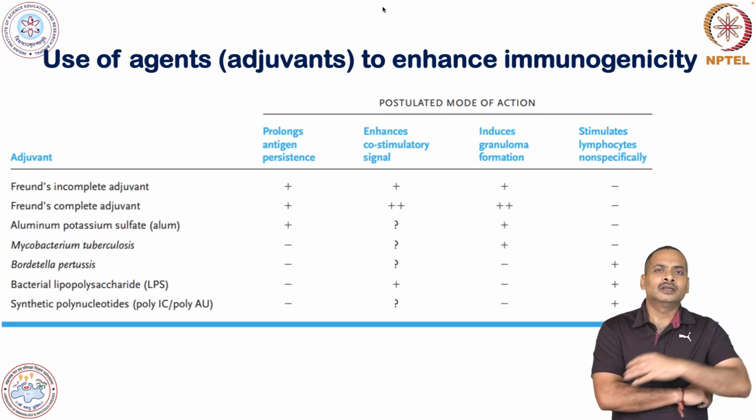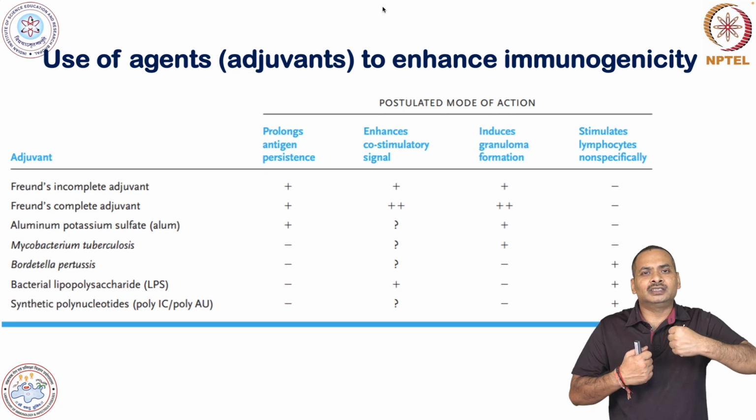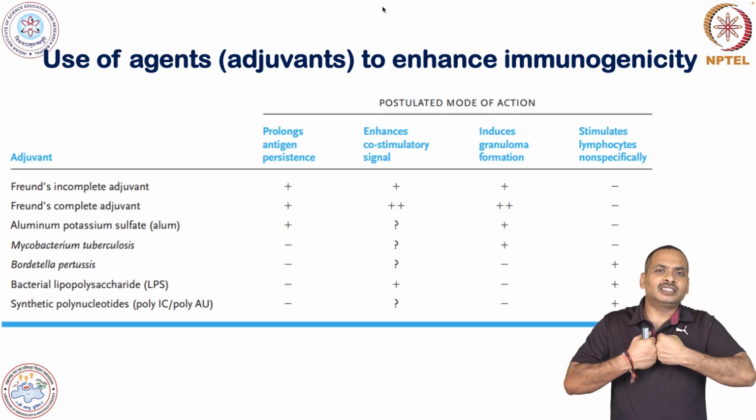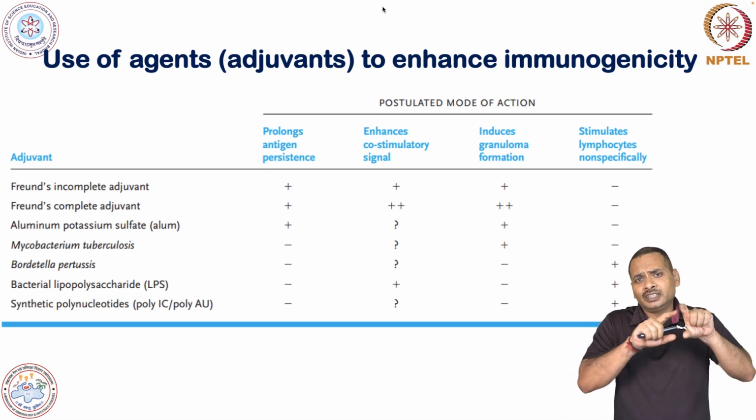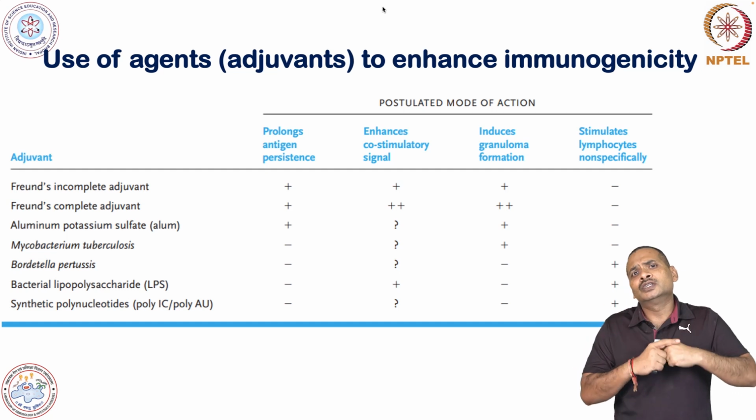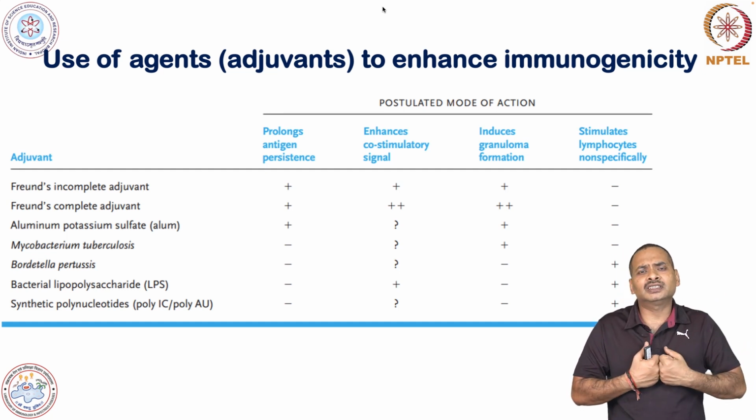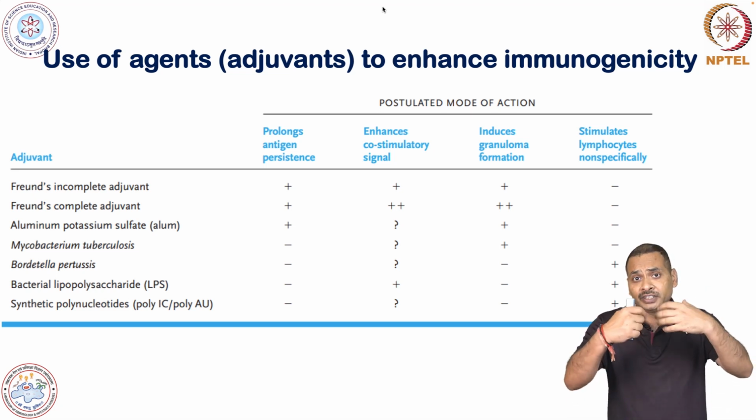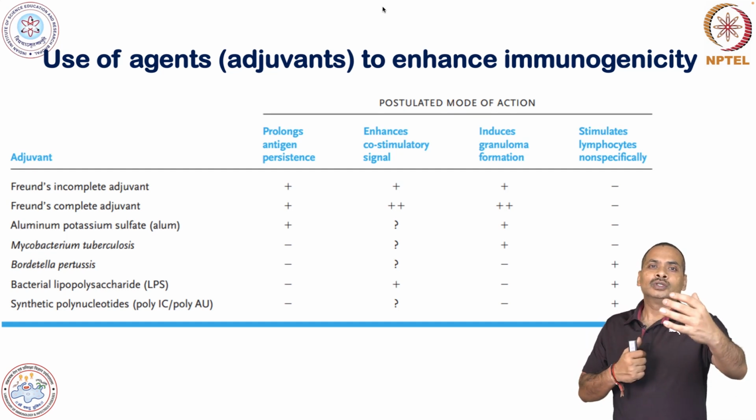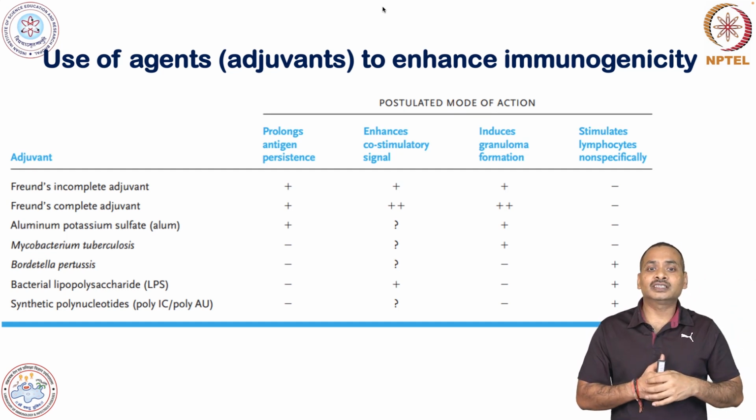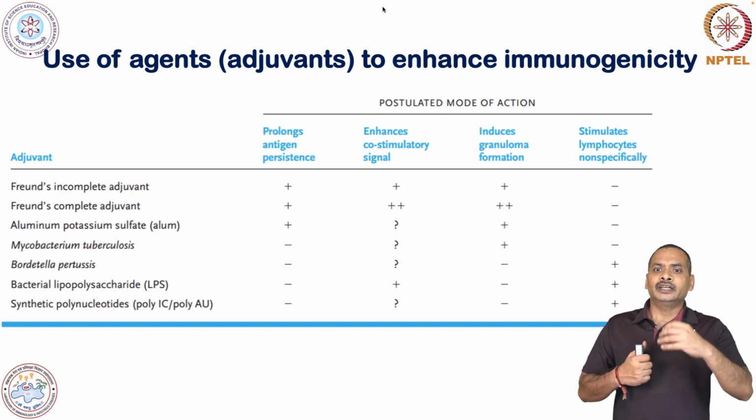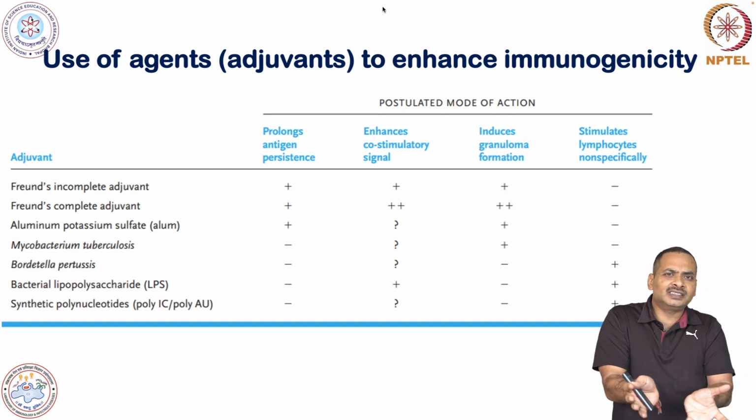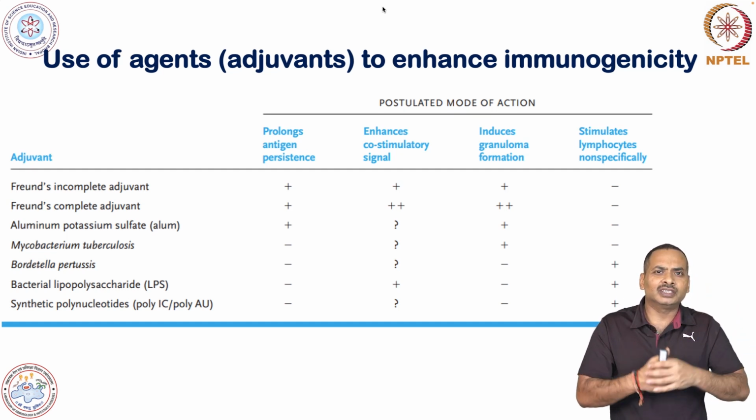Co-stimulatory signal: of course I have told you the MHC along with antigen is seen by the T cell receptor, but this is not sufficient. Some more signal is needed by the T cells from the antigen presenting cells like macrophages and dendritic cells in order to activate the T cells. Those other signals we call co-stimulatory signals. Okay, it induces granuloma formation. Granuloma is just encasing the antigen at a particular site; that we call a granuloma.